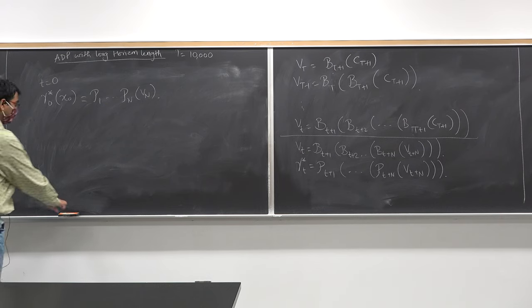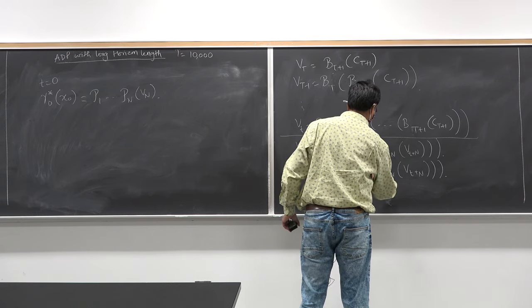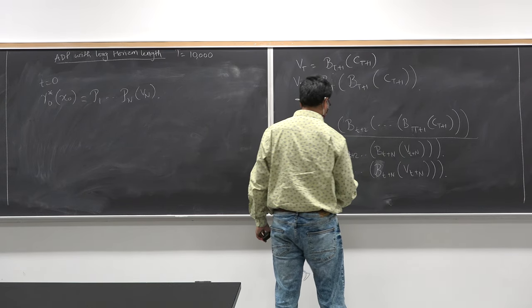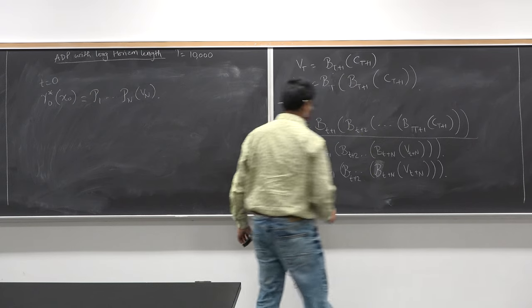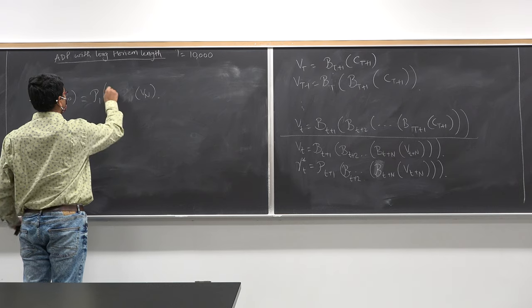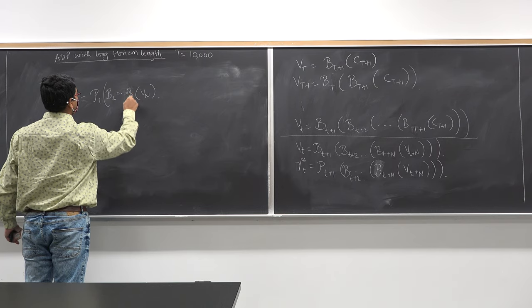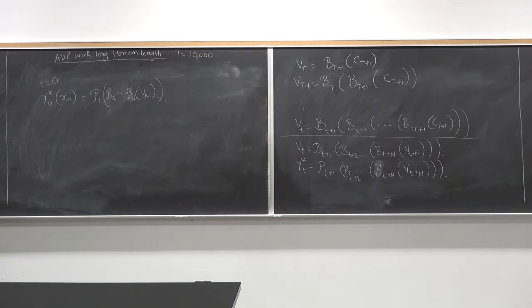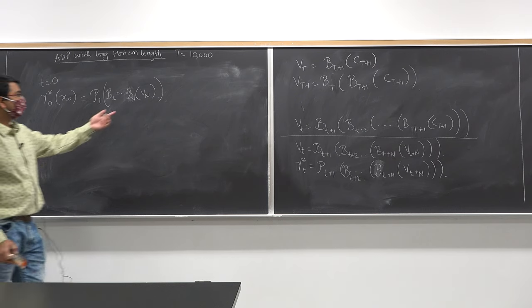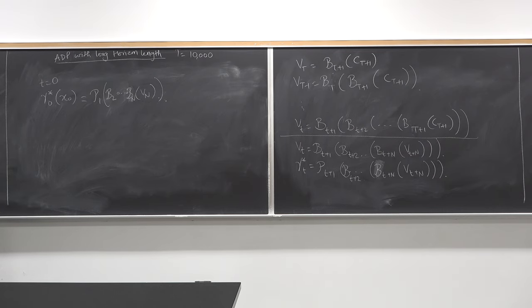Oh, actually, I probably screwed up. So this should be P of T plus 2 and then P of T plus 1. So what should I do? I don't know what my VN is, and I have to compute the policy at this moment.